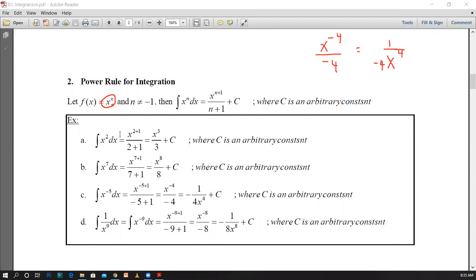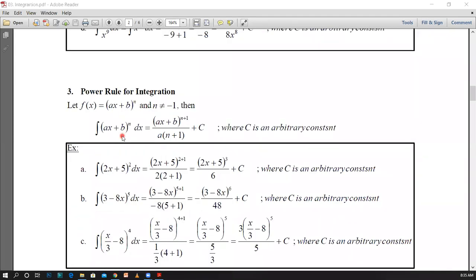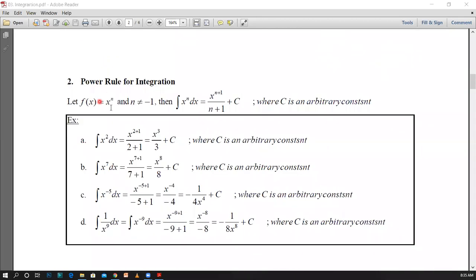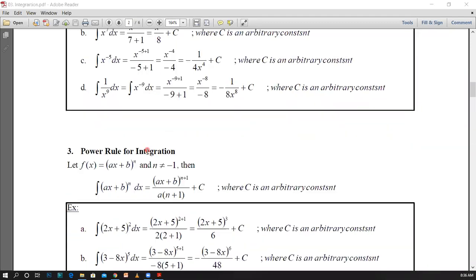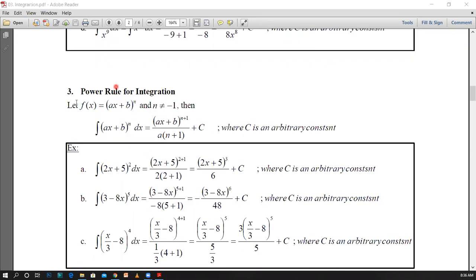Then we will move to the next form of the power rule for integration. In the first part, we discussed what happens if we have the function in the form of x to the power n. As the second part, we will consider the power rule for integration if we have f(x) as a linear function. Now you can see that the function inside this power is defined as ax plus b. The same condition applies here also: n cannot be equal to minus 1.